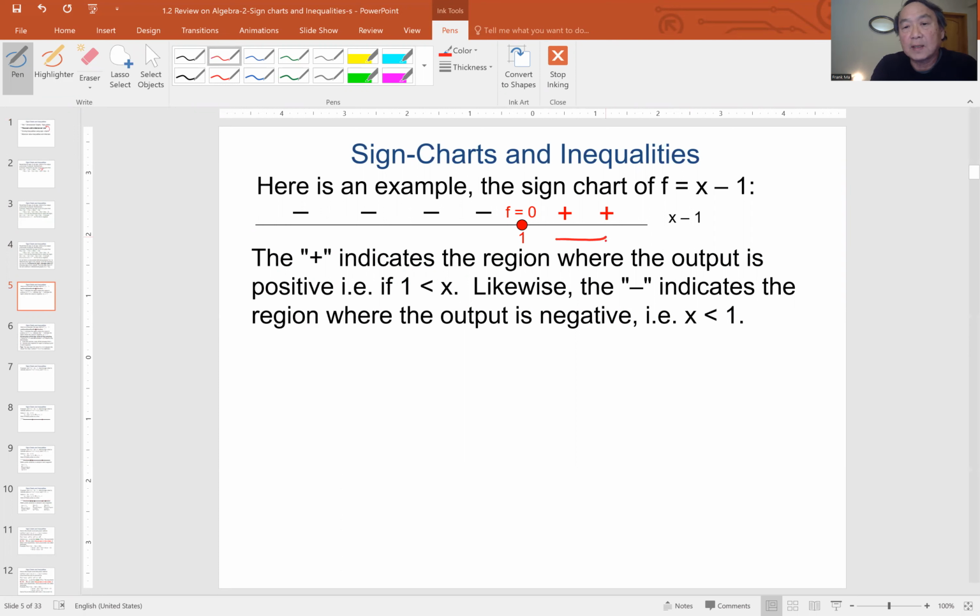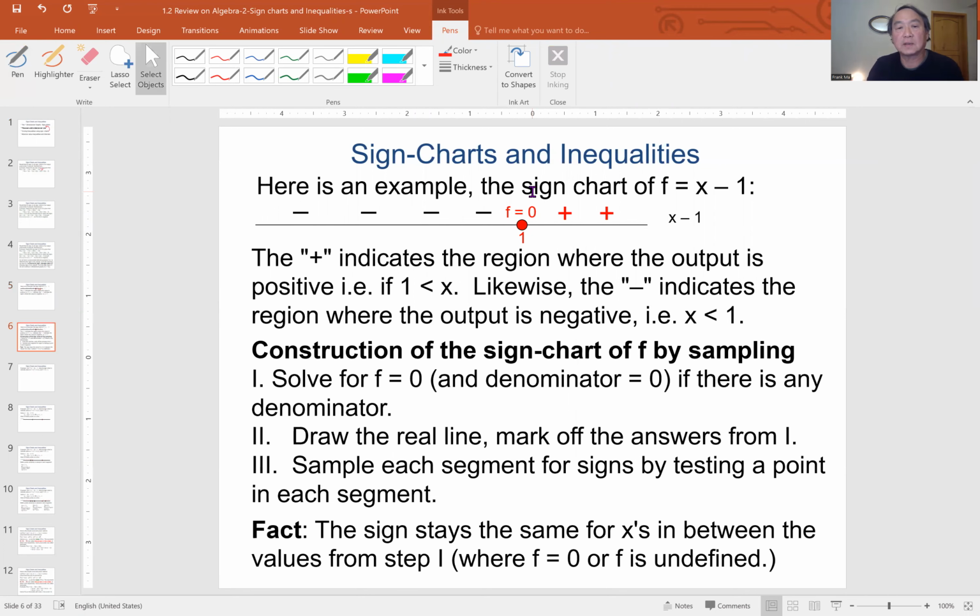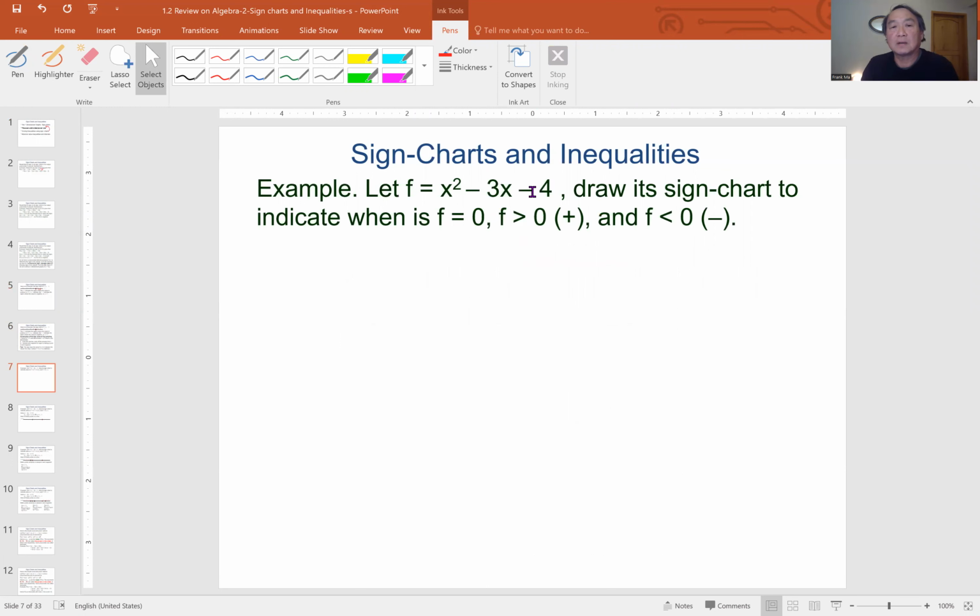Everything over here to the right-hand side of 1 is positive. You put it into the formula. Everything to the left-hand side of 1, you put it in the formula, you get negative. Putting in 1, you get 0. So the sign chart reflects what f is. And we want to make this chart for every formula. But we have to have the formula be factorable.